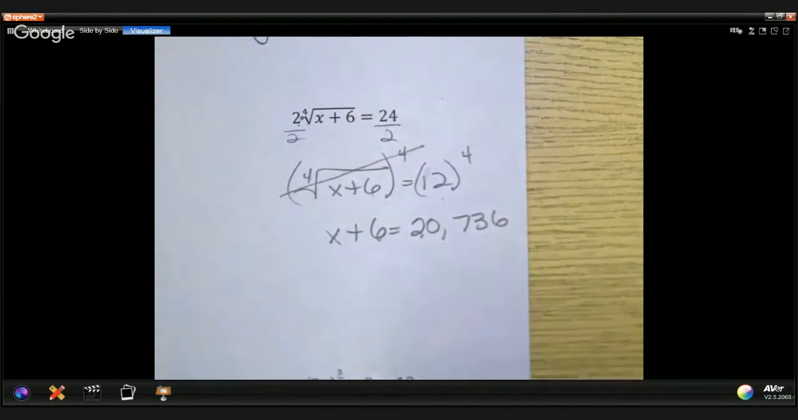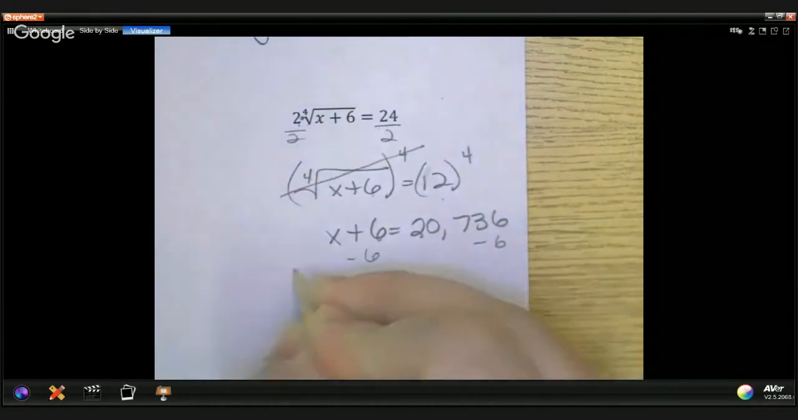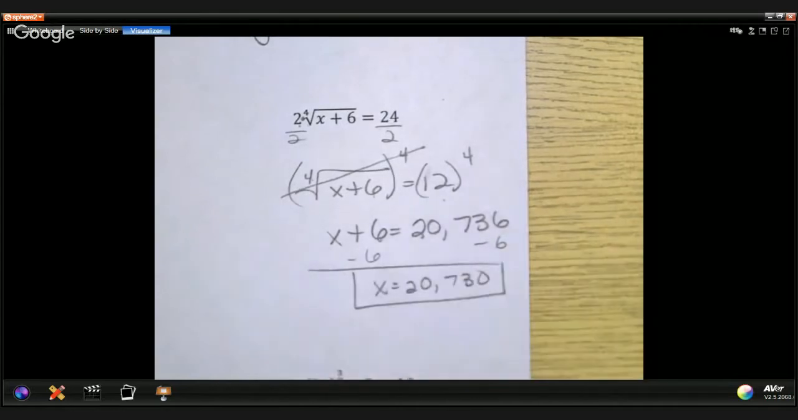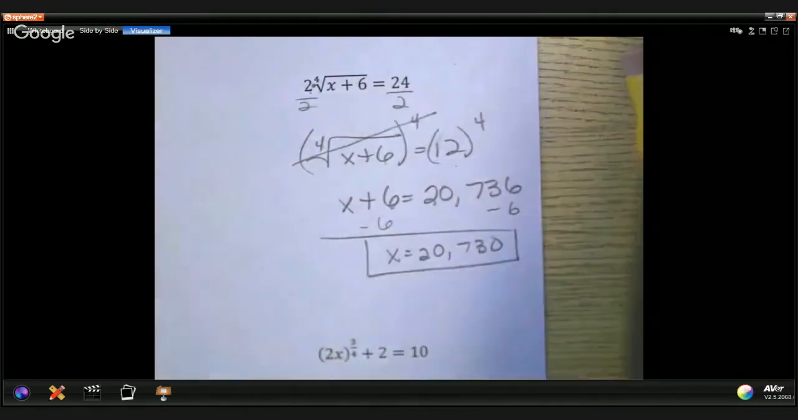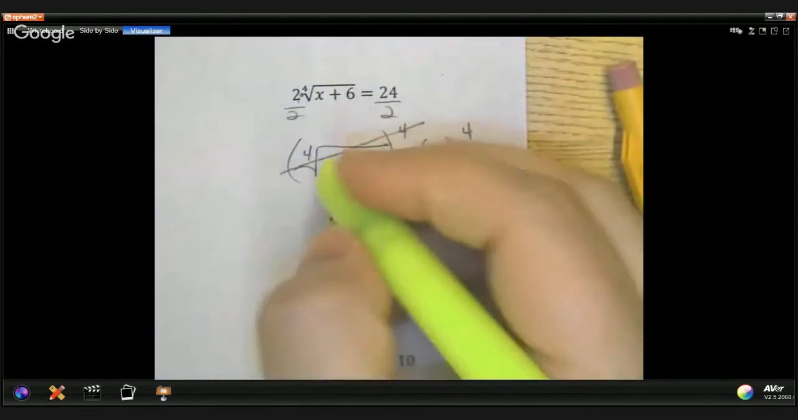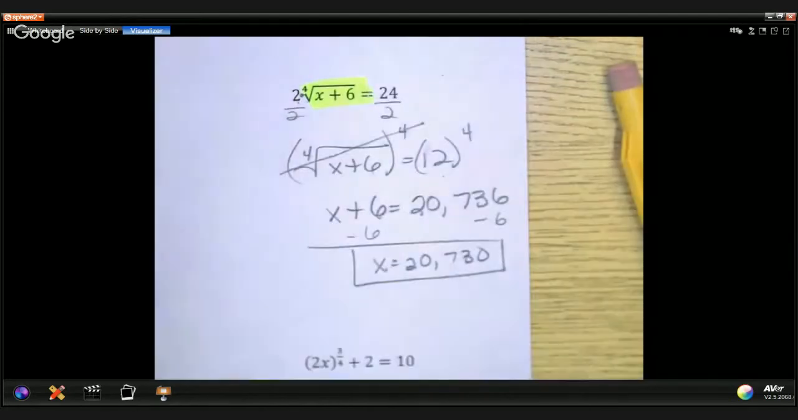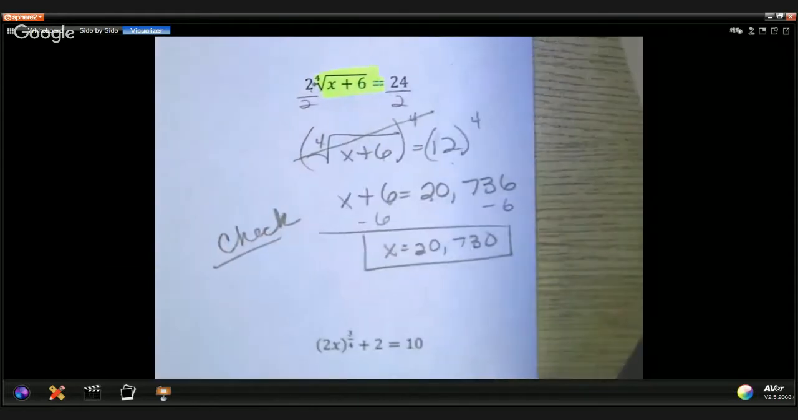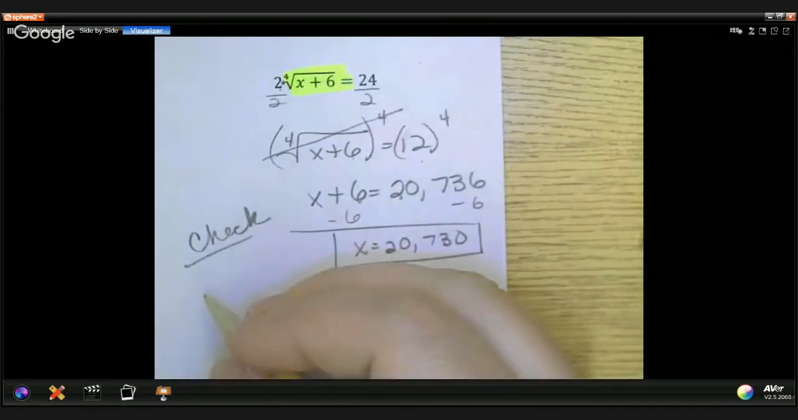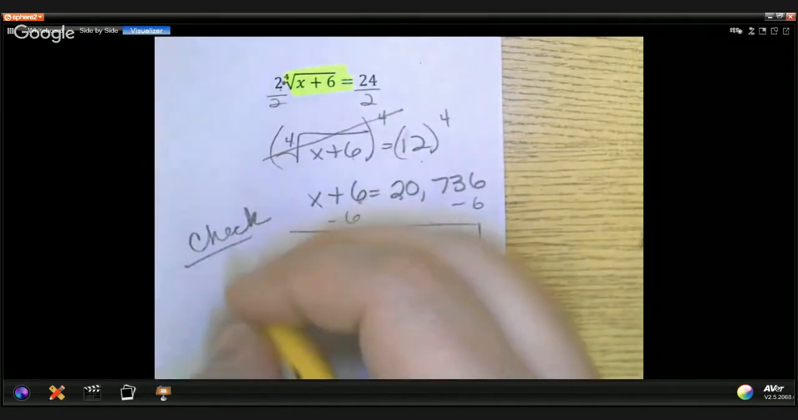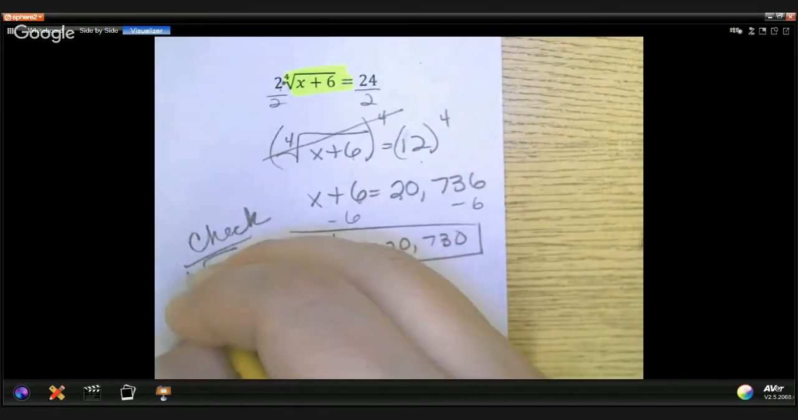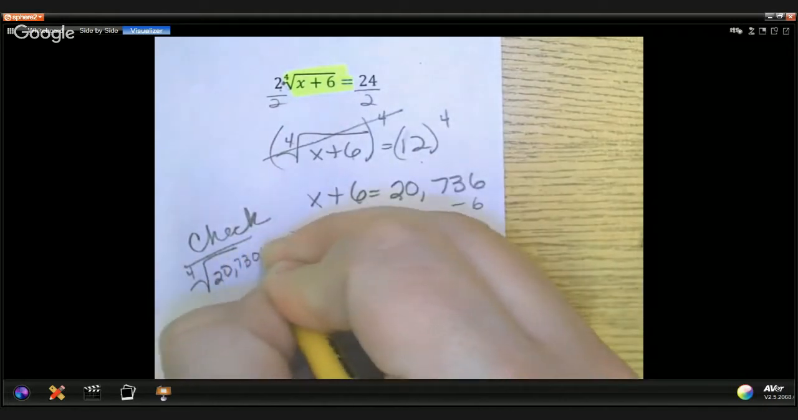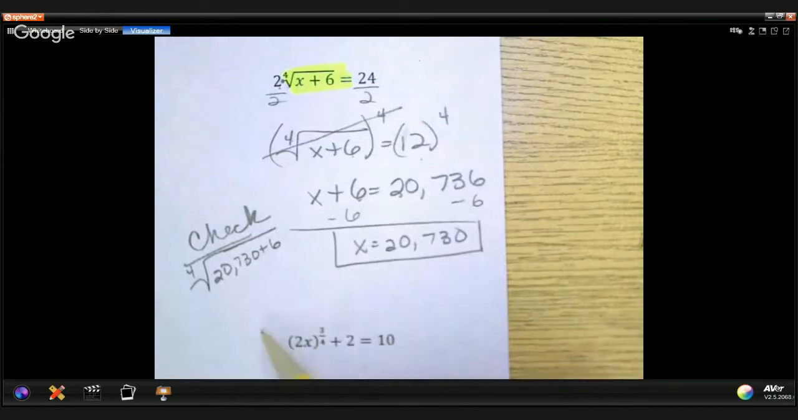And now I need to get rid of a plus 6, so I'm minus 6. So I get x is 20,730. But again, I need to check it, and I check it by doing my root only. And so to check it, I'm going to do my fourth root of my answer, 20,730 plus 6.